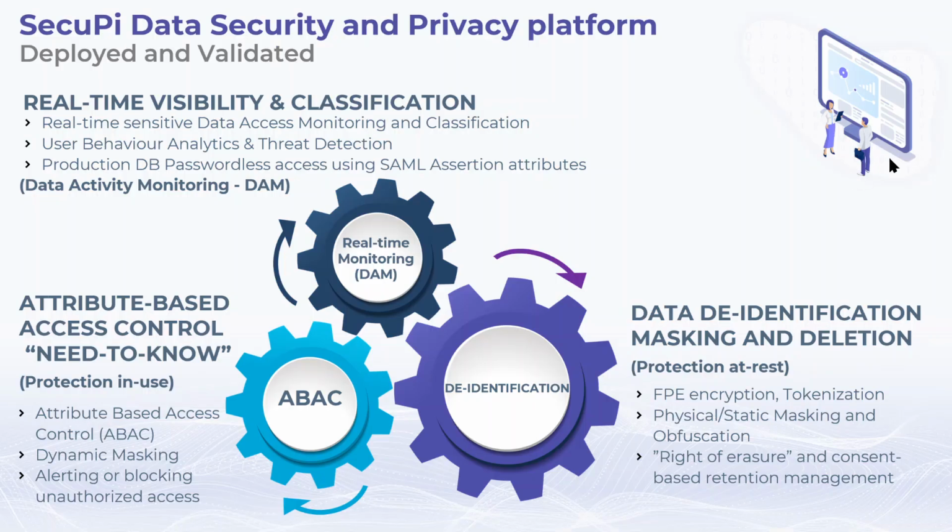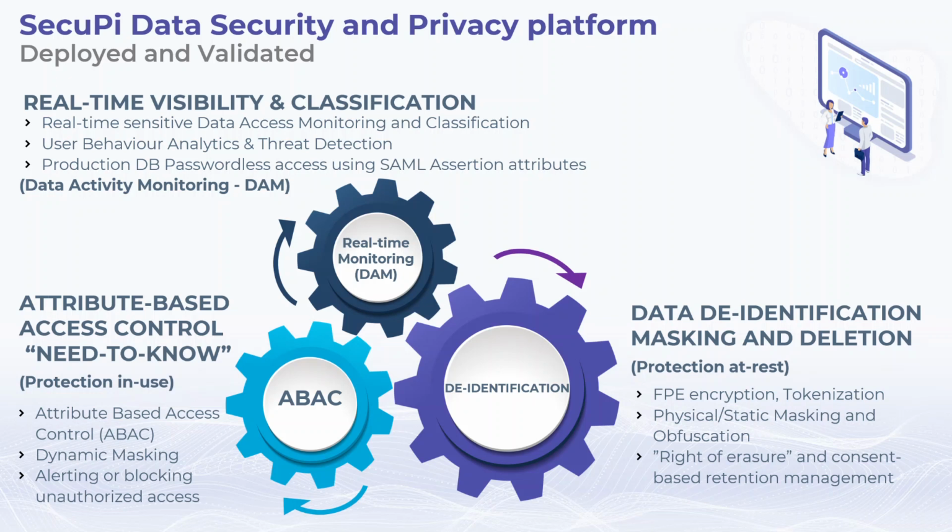This is the main reason why we created the SecuPi data security platform. So SecuPi is a data security and privacy platform where you can do three things. One is have real-time visibility and classification of who's getting access to what data. We can monitor in real time what data is being accessed and by whom, what kind of data it is, is it sensitive, does it contain PII, is there any unusual behavior there using user behavior analytics, and of course help with getting more secure access using database passwordless access to those data stores.